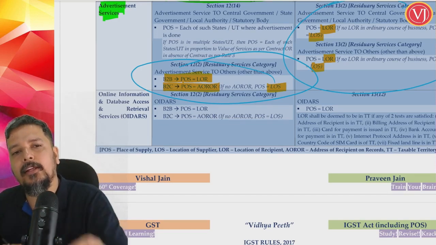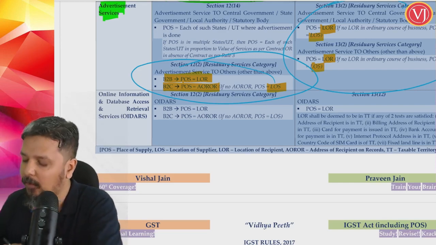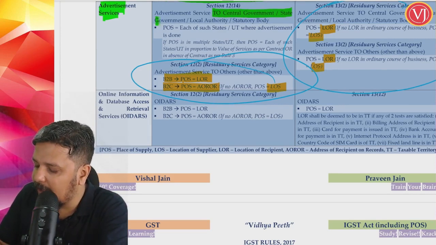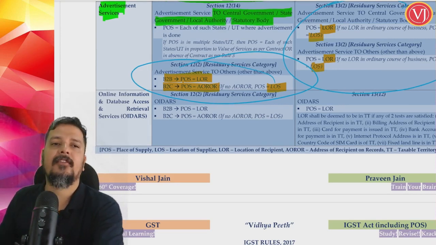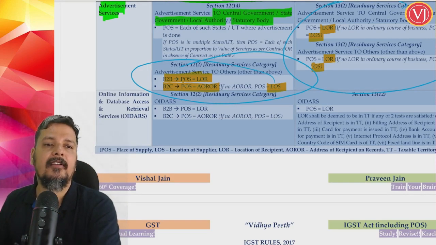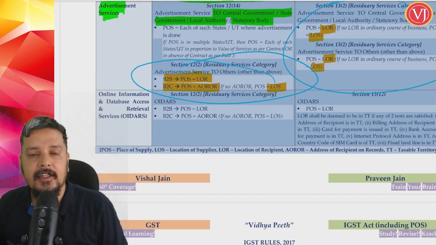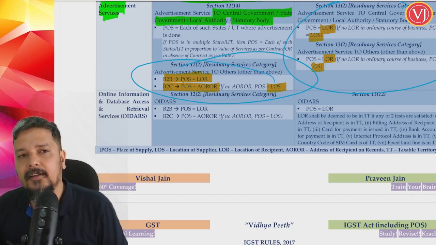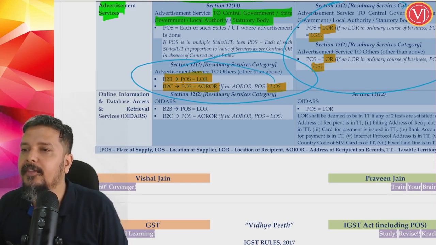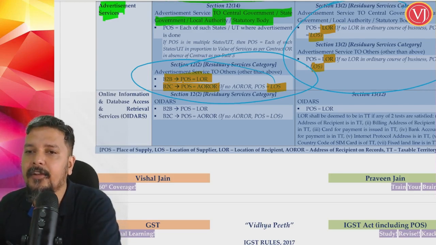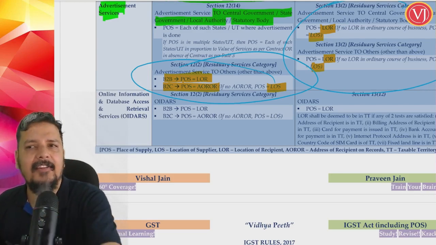Only for a special scenario where the advertisement service is to central government, state government, local authority or a statutory body. The supplier is not government; the recipient is government. We are talking about the recipient being the central government, state government, local authority or a statutory body. Understand in very simple terms.